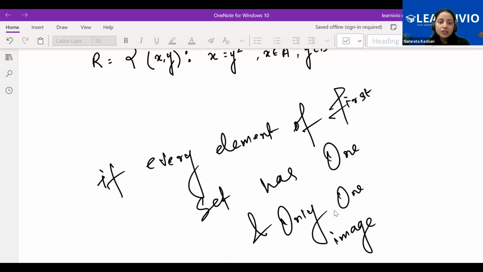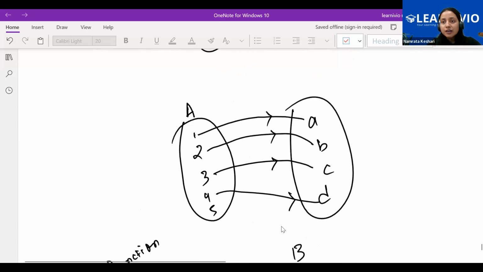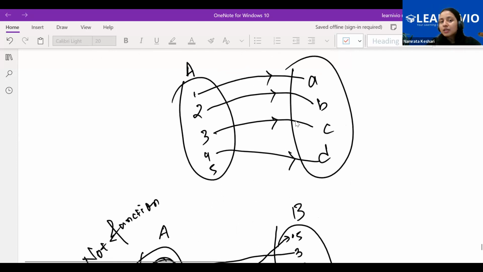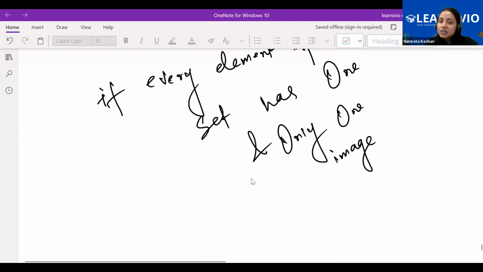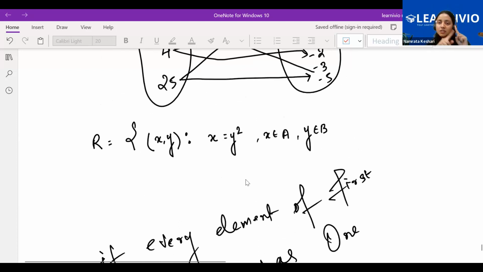Okay, to be a relation there was no such criteria, but to be a function there is a criteria: every element must have an image. Every element. In the previous example we saw that 5 did not have an image, so we called it not a function. So every element of the first set must have its image, but that image has to be one and only one image. There has to be one image only.